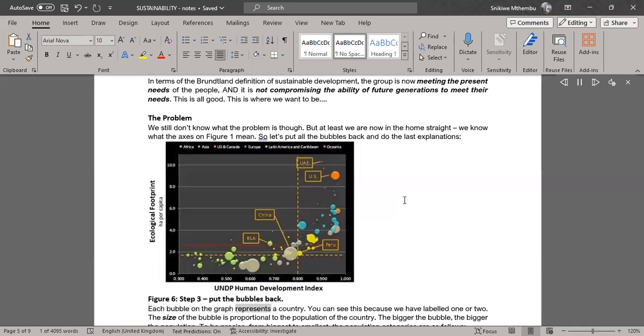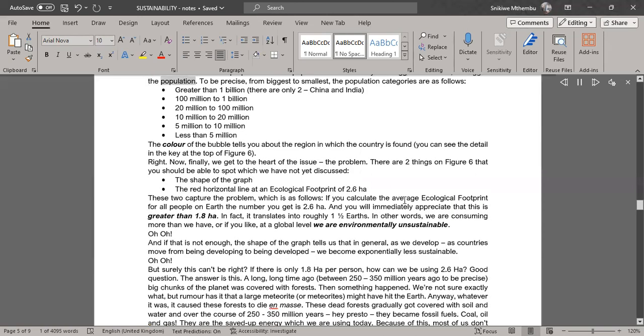Each bubble on the graph represents a country. You can see this because we have labeled them. The size of the bubble is proportional to the population of the country. The bigger the bubble, the bigger the population. To be precise, from biggest to smallest, the population categories are as follows. Greater than 1 billion, there are only 2, China and India. 100 million to 1 billion. 20 million to 100 million.